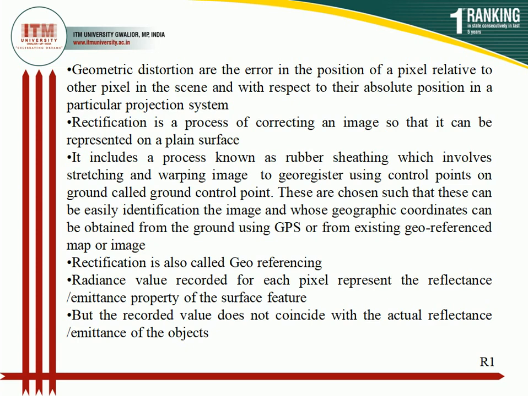For that, there is one particular process which is considered as rubber sheeting, which needs to be done. And what is rubber sheeting? Basically it is stretching and warping the image to georegister a particular point. After that, with the help of ground control points, georeferencing is done, and then the pixel values are adjusted or corrected.